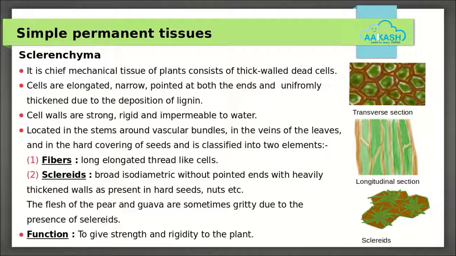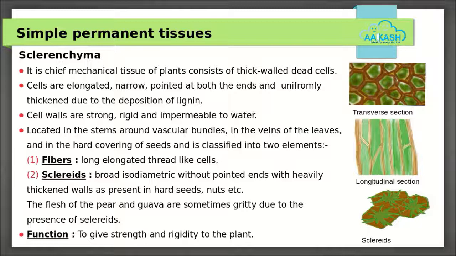Sclerenchyma. It is the chief mechanical tissue of plants, consisting of thick-walled dead cells. These cells are elongated, narrow, pointed at both the ends and uniformly thickened due to the disposition of lignin. Cell walls are strong, rigid and impermeable to water.